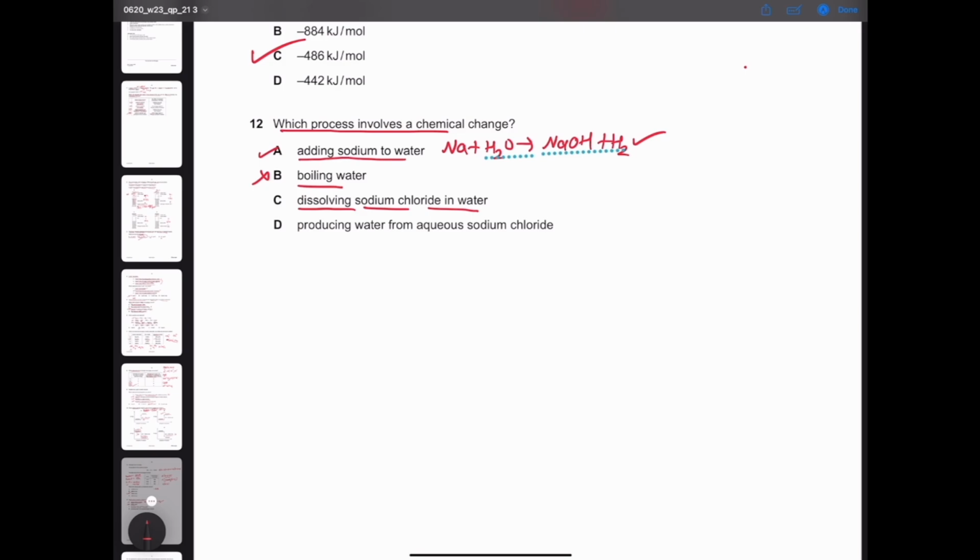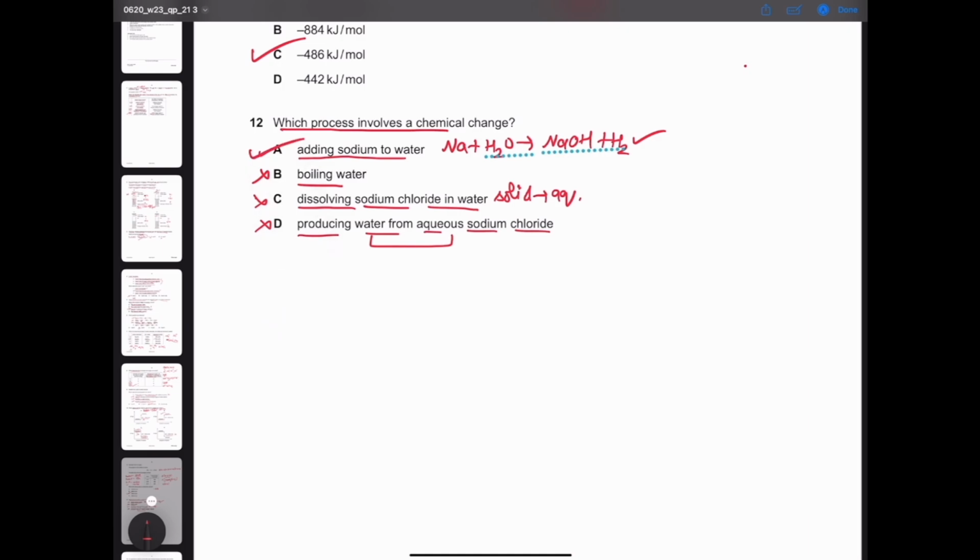You're converting it from, let's say, solid to aqueous. So again, this is just a state change? No. Producing water from aqueous sodium chloride, this is also not a state change. This can be done using distillation. They have different boiling points, so it uses physical properties. So the answer should be A.